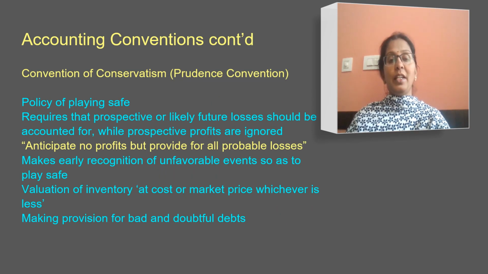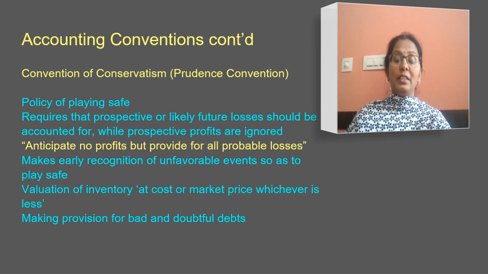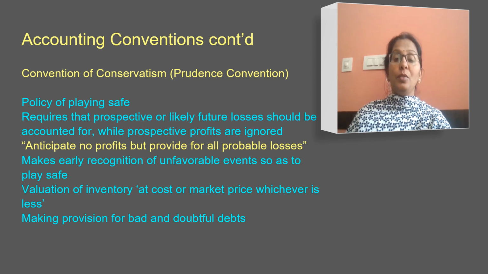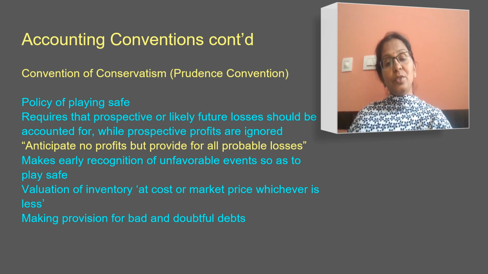Convention of conservatism. So this convention guides us that we should always be anticipating the probable losses but not the profits. So this basic convention helps us and guides us that there can be unfavorable or unforeseen conditions which can put trouble to our business. So always we should anticipate that in future there can be losses or some events which can bring loss or disturbance to the business.